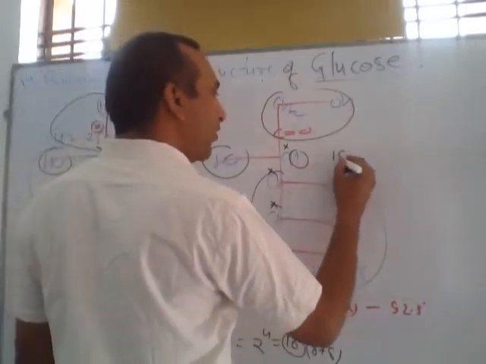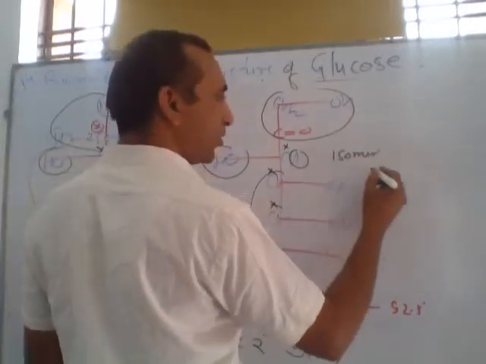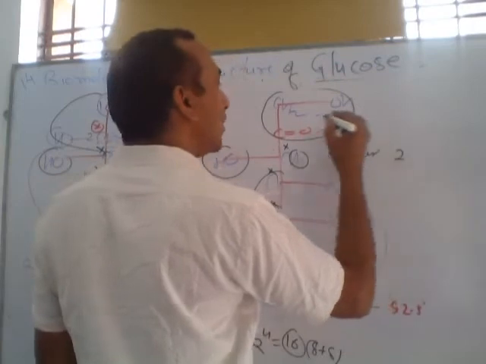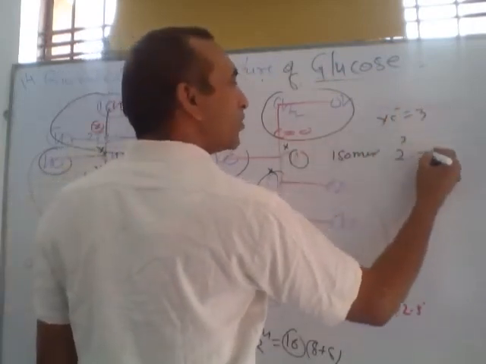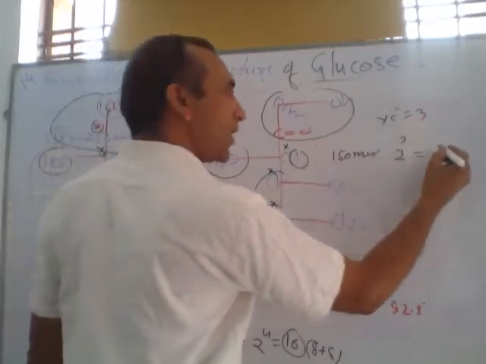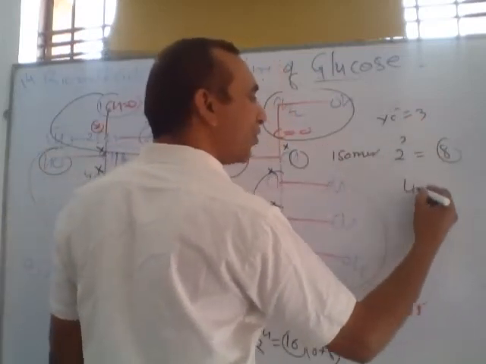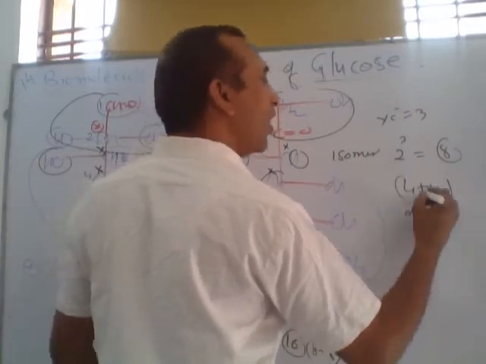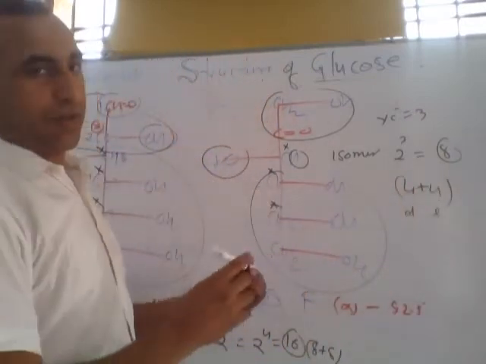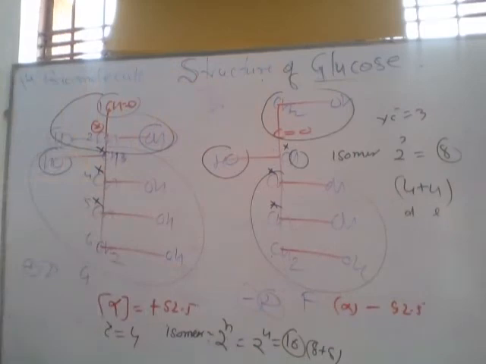So the number of isomers of fructose is 2 power n. n means chiral centers, and there are 3 chiral carbons. So how many? 8. 8 isomers means 4 plus 4, meaning 4 are dextro, 4 are levo. These two are called enantiomers. So the total compounds are 8. Now next.